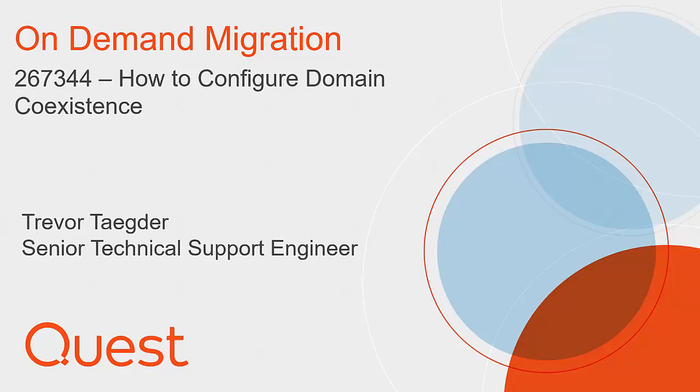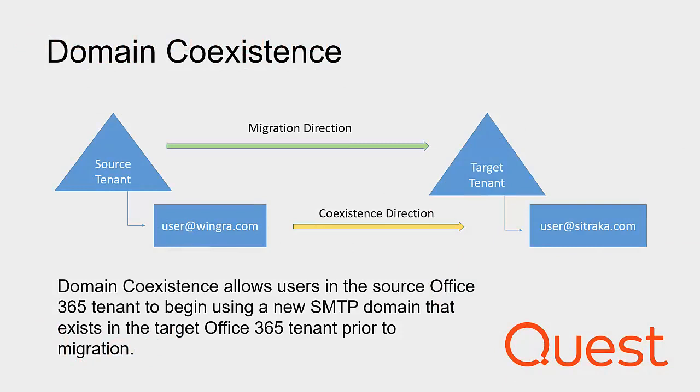I'm here today to talk to you about how to configure the domain coexistence feature of on-demand migration. The domain coexistence feature allows users that are still in the source Office 365 tenant to start sending email using a new SMTP domain that exists in the target Office 365 tenant prior to their migration.